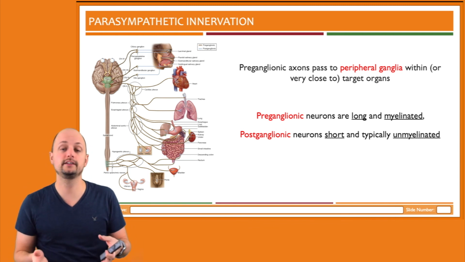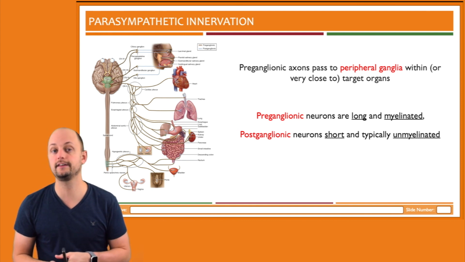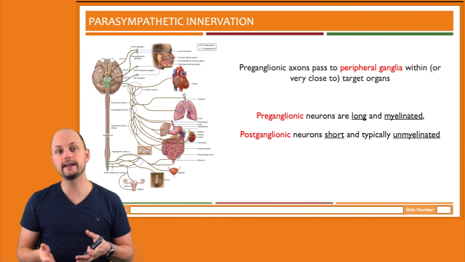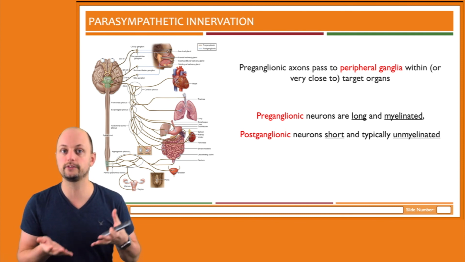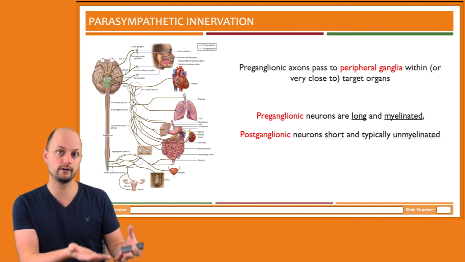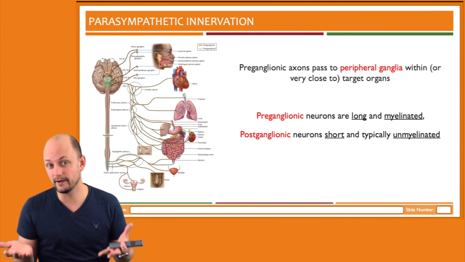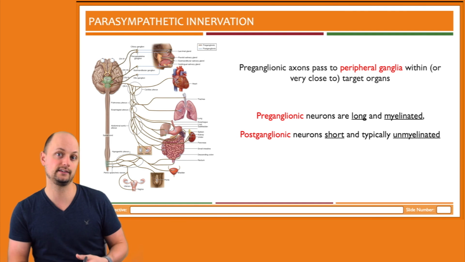So the pattern that we'll often see in the parasympathetic division is that the preganglionic neurons are really long and usually myelinated because they have to travel that big distance from the central nervous system all the way to the target organ. The postganglionic neurons are short and may not even require myelin because they have such a short distance to carry.